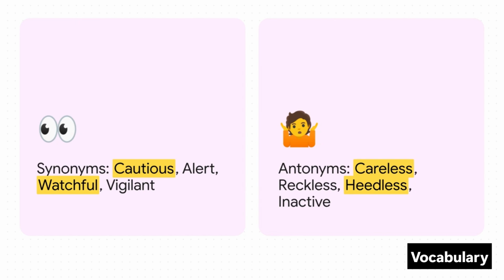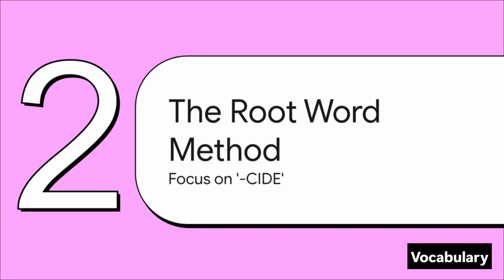Look at this. The synonyms for wary, the words with a similar meaning, are cautious, alert, watchful. But its antonyms, the complete opposites, are careless, reckless, heedless. When you learn wary along with its opposite careless, the concept just sticks in your mind permanently. It's that simple. All right, moving on to my personal favorite technique, the root word method.